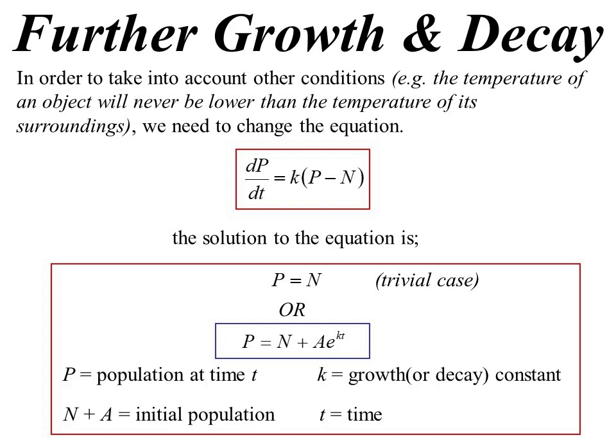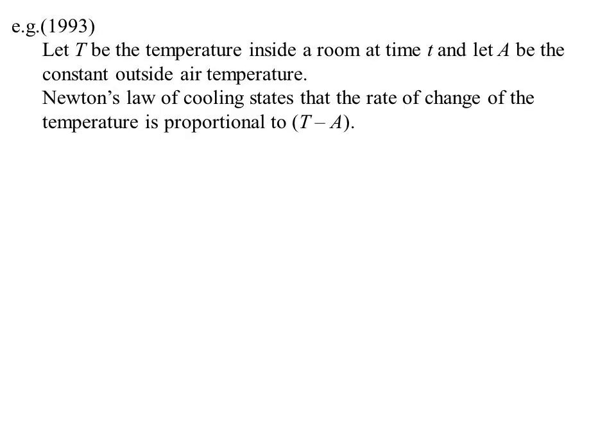So P turns out to be the population, that hasn't changed, but the initial population now will be N plus A, because if you substitute in t equals 0, you would get N plus A. k is still our growth or decay constant, depending on the question, and t, of course, is still time.